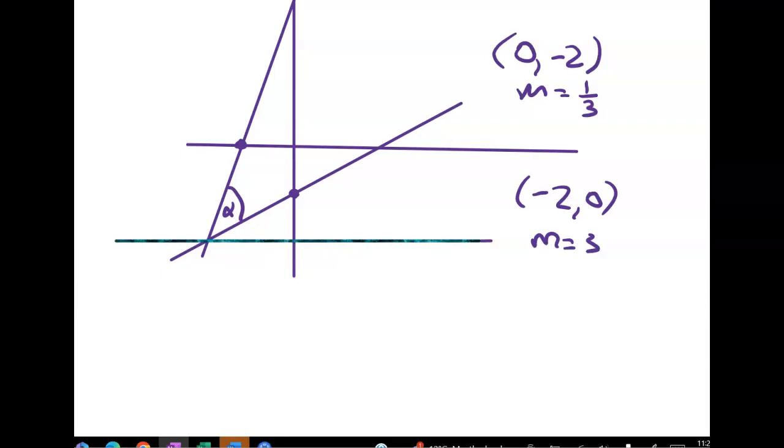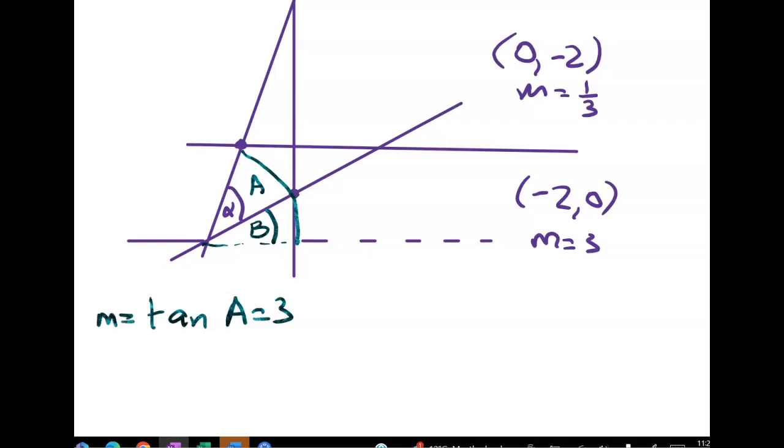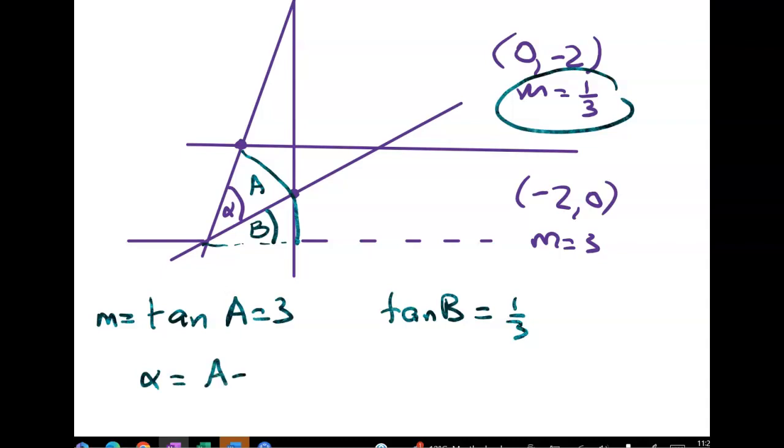Right, well, let's have a look at what we've got. If we call this angle here, I'm going to call this beta. No, I'm not going to call that a Greek letter. I'm going to call that capital B. And then this one here, I'm going to call capital A for the whole thing. So we know that tan of A is equal to 3, because that's m for my first line. And we know that tan of B is equal to 1/3. So that's m for my second line. And then alpha is just angle A minus angle B.